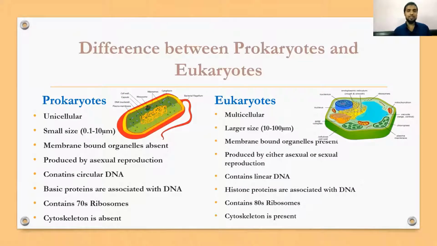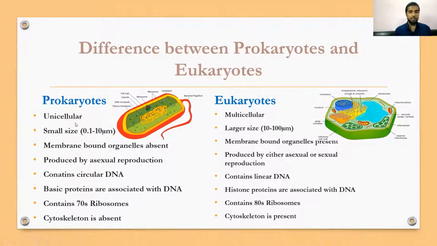So what are the differences between prokaryotes and eukaryotes? You can see the structure here. This is a prokaryotic cell and this is the eukaryotic cell. This is a plant cell, this is an animal cell, and this is a prokaryote, a bacterial cell. So these are unicellular, small in size. These are the differences between them.